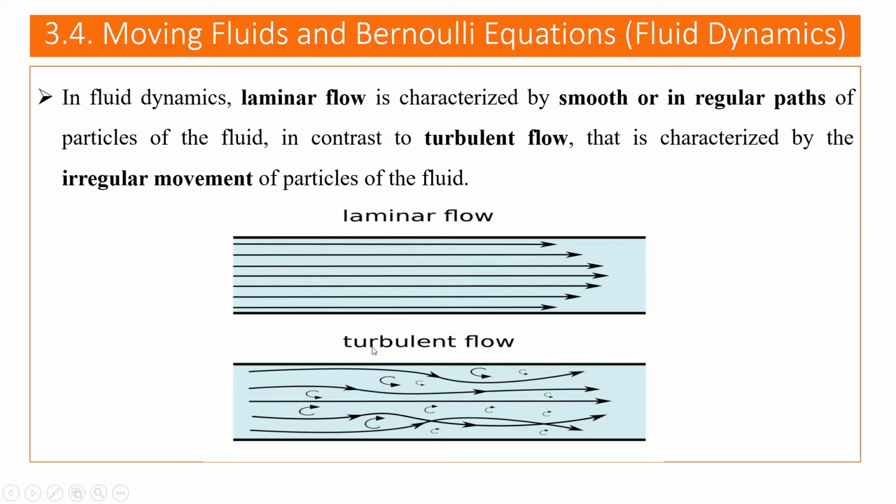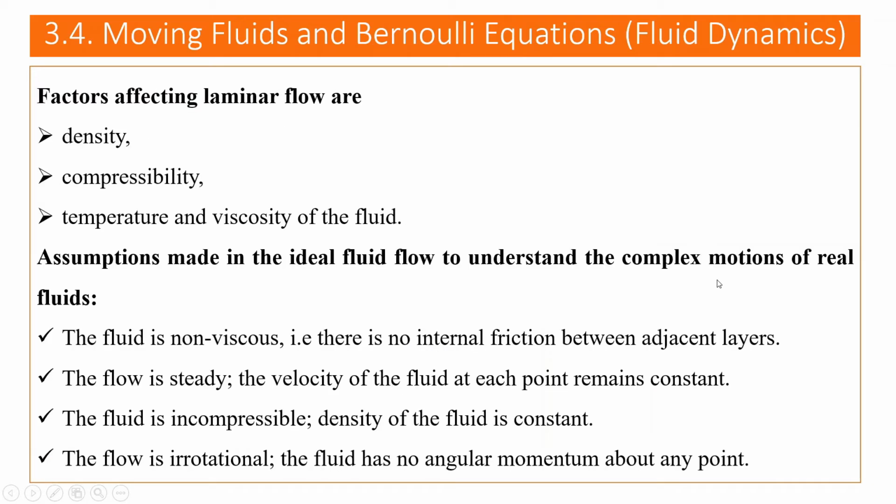So due to this, we get a turbulent flow or irregular movement of the particles. So these are the two important pointers. Okay, so when you see the other one, the factor affecting the laminar flow, the previous one, so rho is 1, and the compressibility, temperature, and viscosity of the fluid, 3 of them affect the laminar flow.